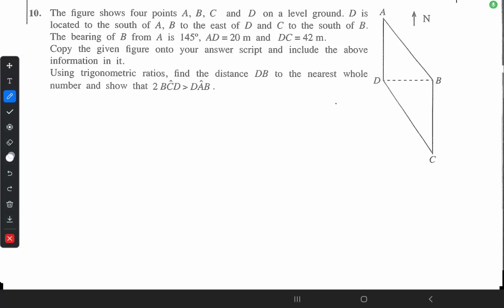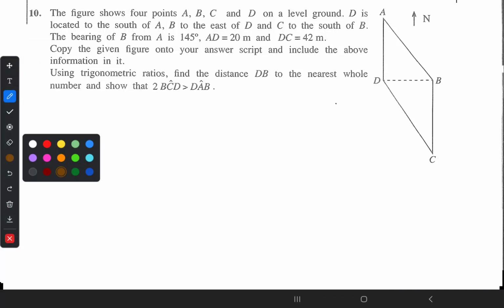2019 paper. Okay, trigonometry question. Let's read the question first. They were given a figure that shows 4 points A, B, C, D on a level ground. D is located south of A.